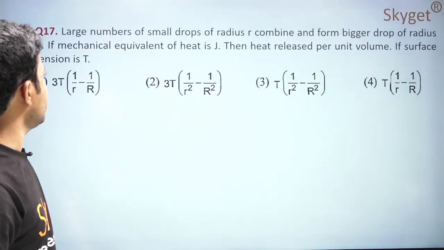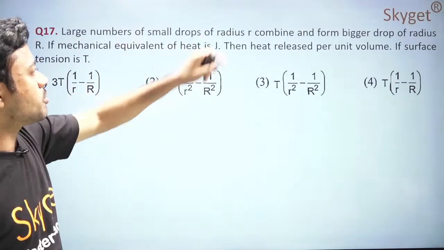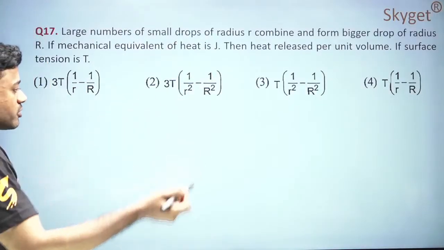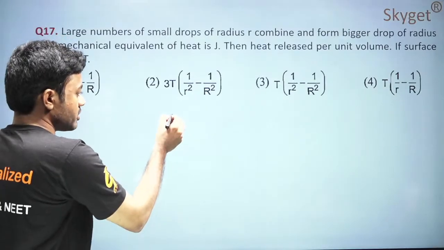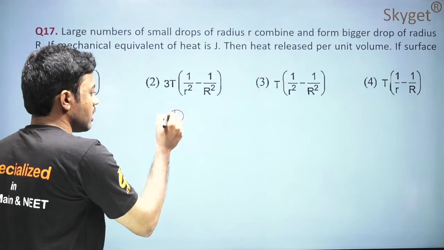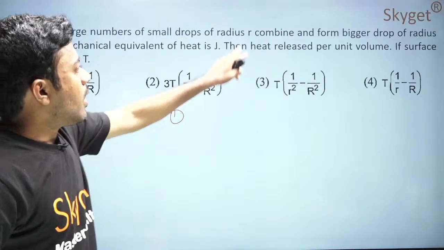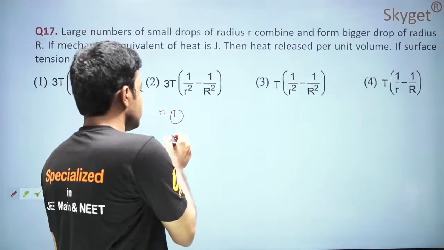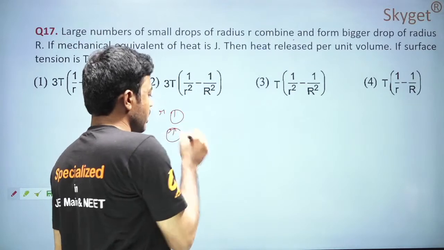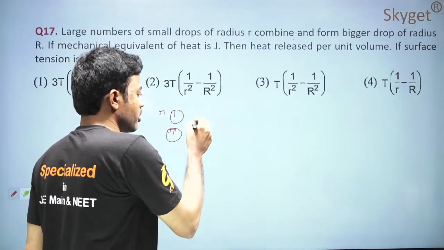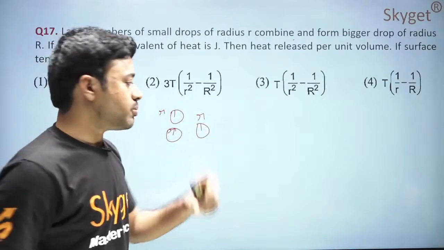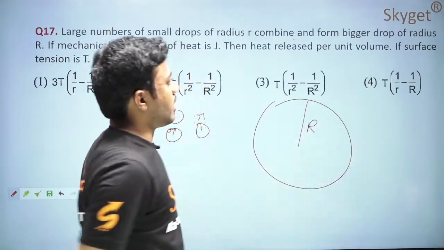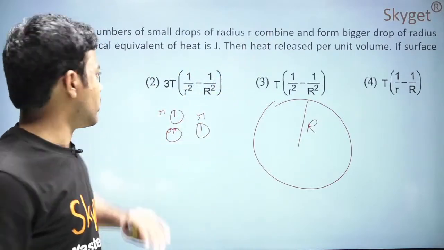Next, in problem number 17, he has given a large number of small drops of radius small r. So there are many drops having radius small r, which are combined to form a bigger drop of radius capital R. So that is what is given in the problem.